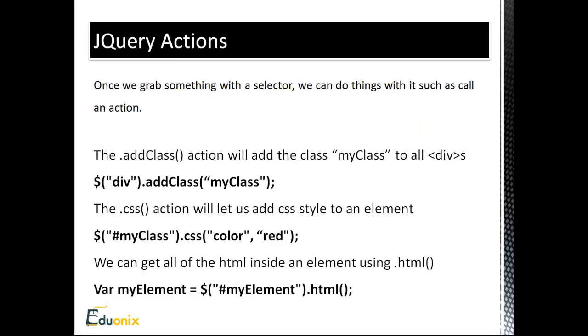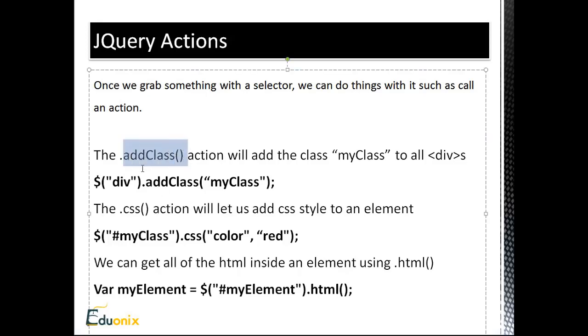Okay, so jQuery actions or methods or whatever you want to call them. Once we grab something with a selector, like we just saw, we can do things to it, such as call an action. I have a couple examples of actions here. The first one we have is the add class action, and all that does is add a class to whatever we're selecting. So in this example, we're taking all div tags and we're adding a class of my class. Okay, so this is going to do this to all div tags.